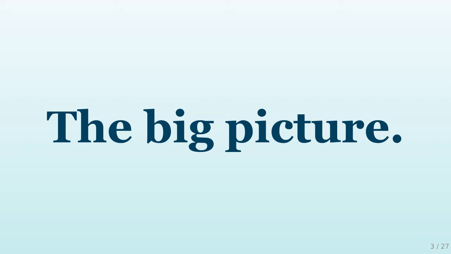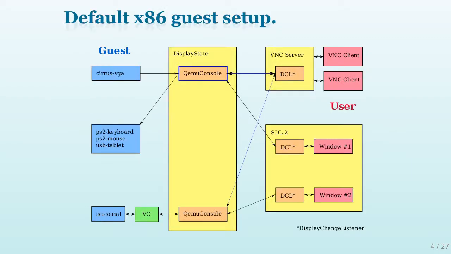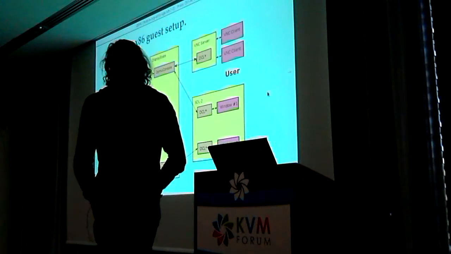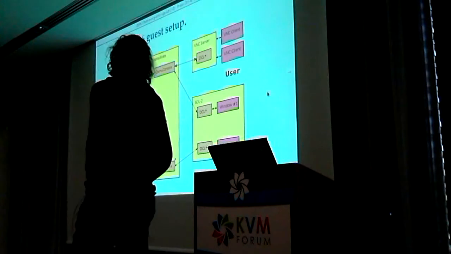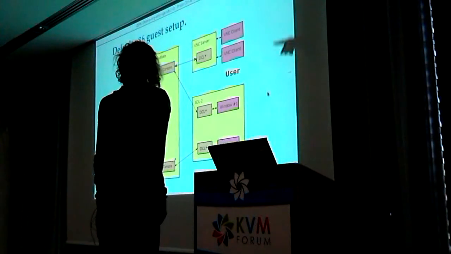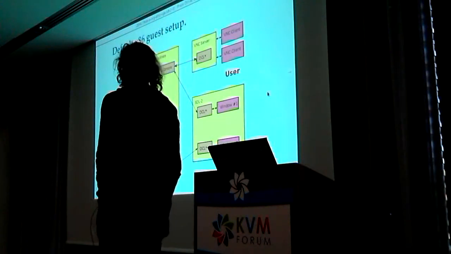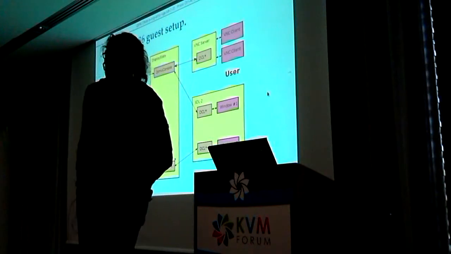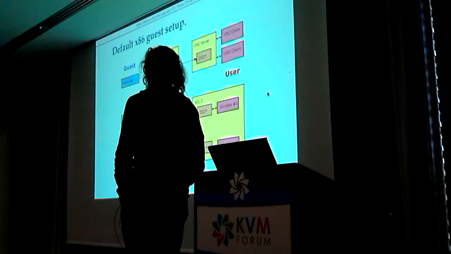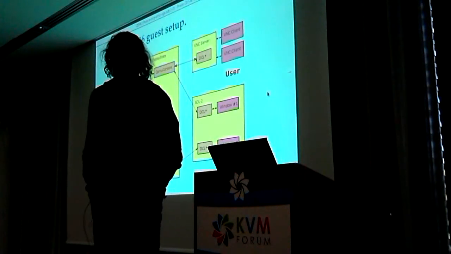So let's start. How it looks like. On the guest side, we have the devices the guest is seeing. The default configuration is a Cirrus VGA. We have a PC keyboard and mouse, and usually also a tablet, so you have the absolute coordinates for your guest. Then we have the QEMU console code, which has a display state. The display state is basically some kind of umbrella to keep track of a number of QEMU console structs. And your QEMU console is basically a central data structure where QEMU keeps the display state.